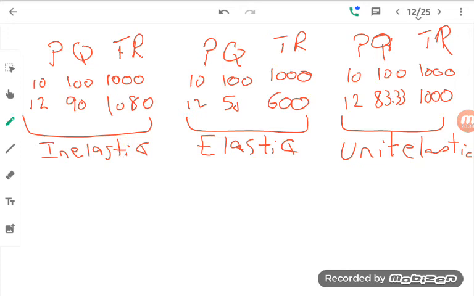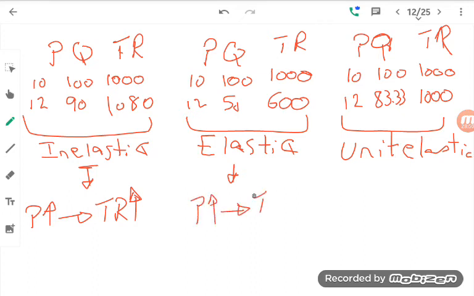So in general, we can conclude that if the demand is inelastic, as price increases, total revenue will increase. If the demand is elastic, as price increases, total revenue will decrease. And in case number 3, if the demand is unit elastic, as price increases, total revenue will not change. It's constant.